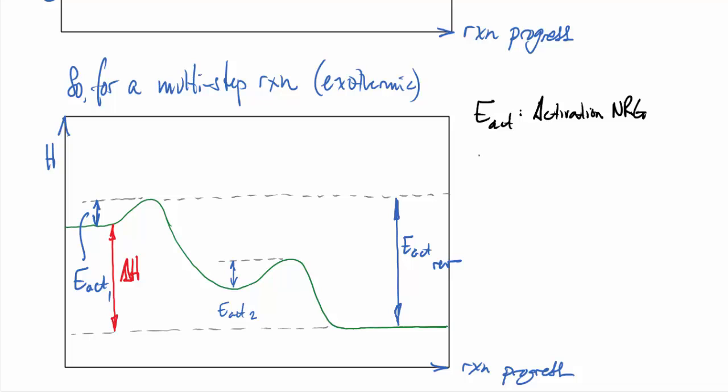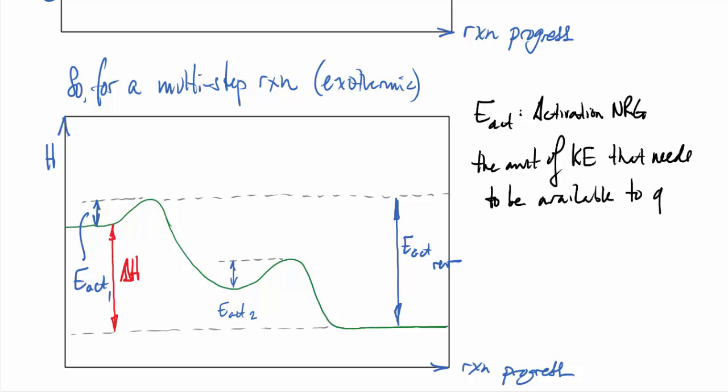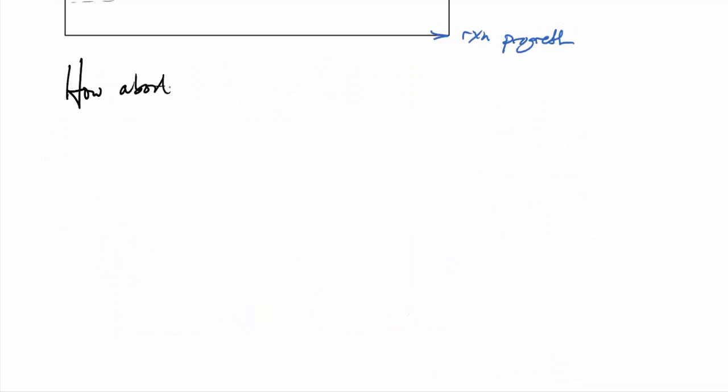So what is activation energy? Just the amount of kinetic energy that needs to be available or added to particles to get them over that highest peak on the enthalpy or potential energy curve.